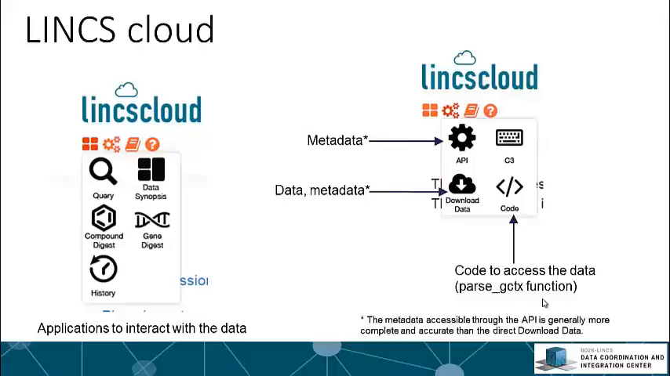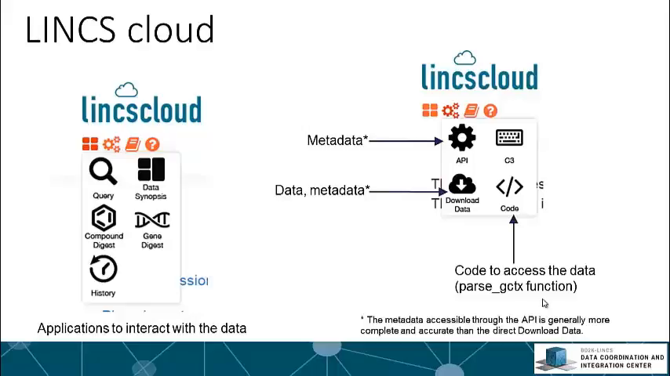The second gear icon offers functionalities to download and analyze the data and metadata. The first API icon is the HTTP service to search and query metadata and is actively updated. The download data icon enables the user to download level 3 and level 4 data and associated metadata. The code icon provides code in various programming languages to parse and analyze the downloaded data. The Pharos array function enables the user to analyze the data on the cloud without downloading.